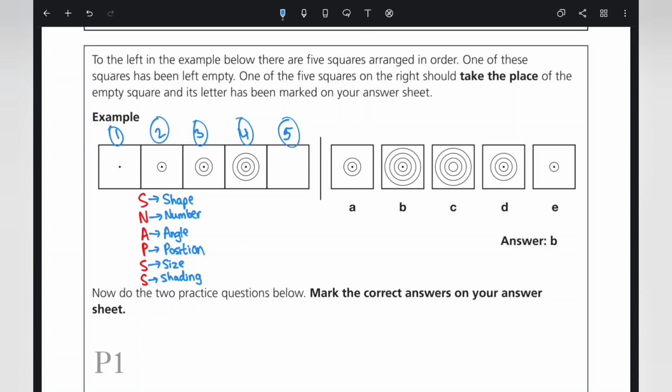Here, if we look at SNAPS, we're considering N, which is number. We're considering how many circles are there in each picture. Now, out of the ones we have from A to E, which one has 5 circles? Clearly, that is option B. So the answer for this example would be B, as you have 5 circles with a black dot in the middle. This is a simple way to tackle completing the series style questions using SNAPS.